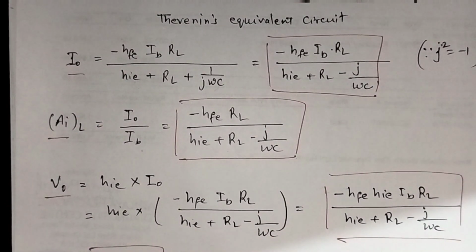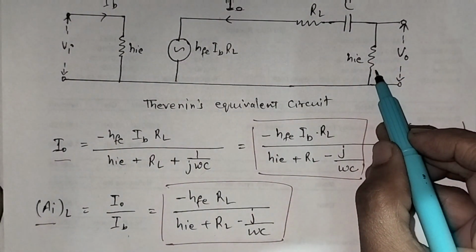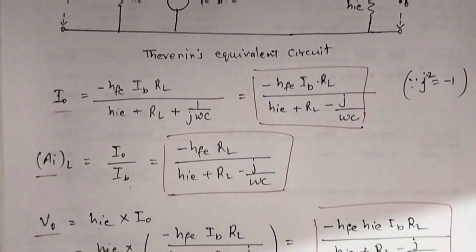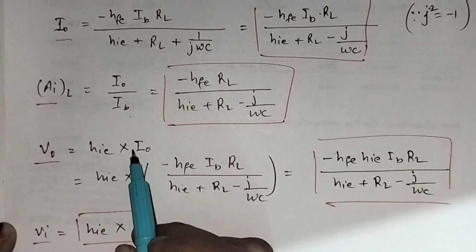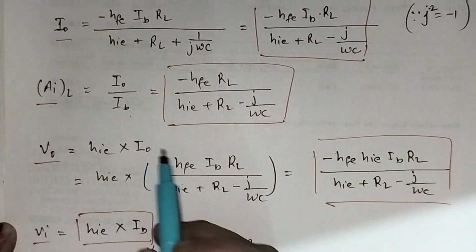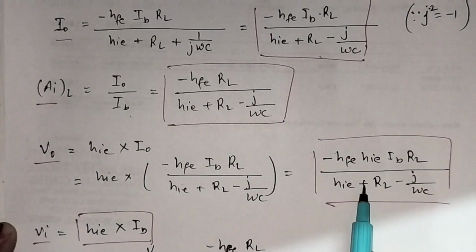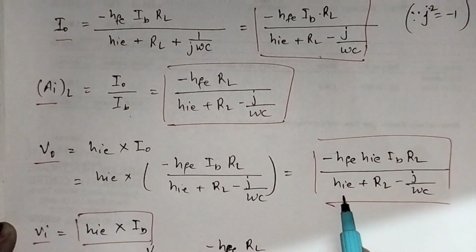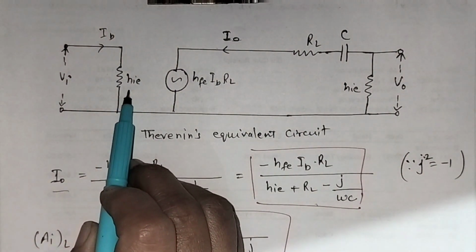Now we'll find the output voltage. The output voltage is across this HI. So the output voltage will be HI multiplied by the output current. We will put in the expression for the output current, it is this one, and we'll find the output voltage. So it is minus HFE HI IB RL upon HIE plus RL minus j upon omega c. And the input voltage is equal to IB into HI.